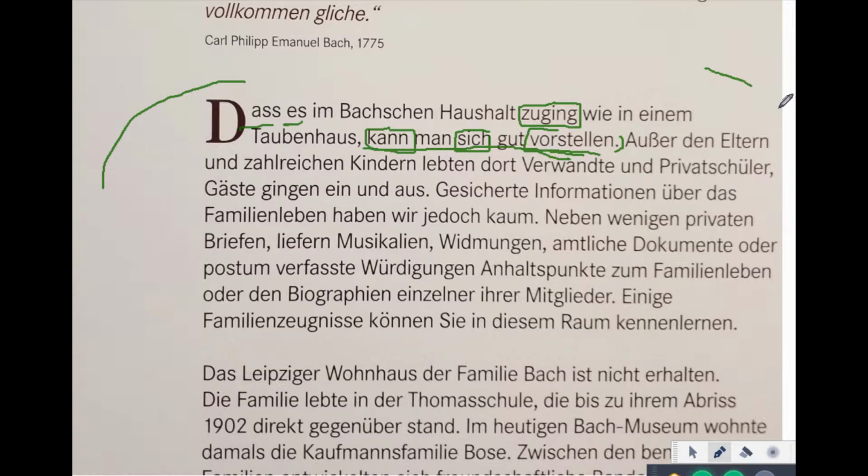Okay, going on. Außer den Eltern und zahlreichen Kindern, everybody, außer den Eltern und zahlreichen Kindern lebten dort Verwandte und Privatschüler. Gäste gingen ein und aus.